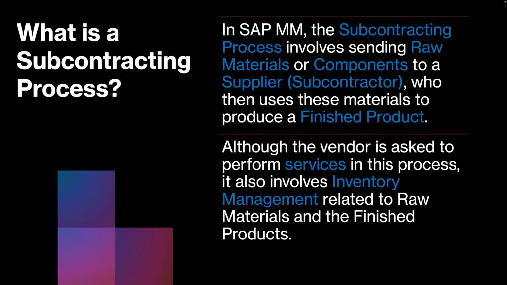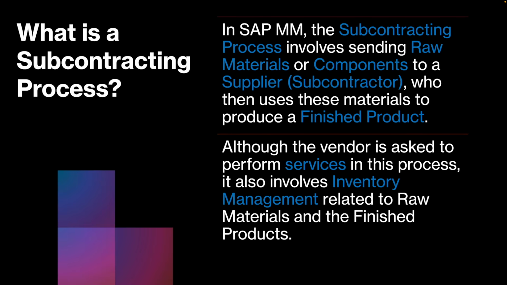So what is a subcontracting process? A subcontracting process involves sending raw materials, or in SAP we call it components, to a supplier. Now the supplier will use these components to manufacture the finished product. In this case, the finished product is a painted bicycle and the raw material is a raw bicycle. Now although the vendor is asked to perform services in this process, as I have explained, but this also involves inventory management. So you need a special procurement process, which we'll call in SAP as a subcontracting process.